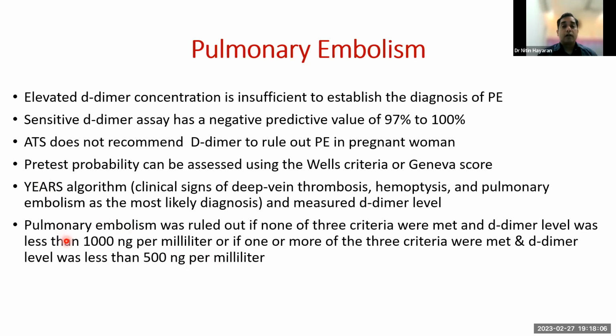pulmonary embolism. There are a large number of criteria like Wells criteria and Geneva criteria, but the most commonly used is the YEARS algorithm. It considers clinical signs of deep vein thrombosis, hemoptysis, pulmonary embolism as the most likely diagnosis, and the measured D-dimer level. The combination of clinical signs and D-dimer levels usually indicates pulmonary embolism. Pulmonary embolism was ruled out if none of the three criteria were met and the D-dimer level was less than 1000 nanograms per ml, or if one or more of the three criteria were met and the D-dimer level was less than 500 nanograms per ml. So this is basically the diagnosis. If one criterion is present and the D-dimer levels are high, it favors the diagnosis of pulmonary embolism.